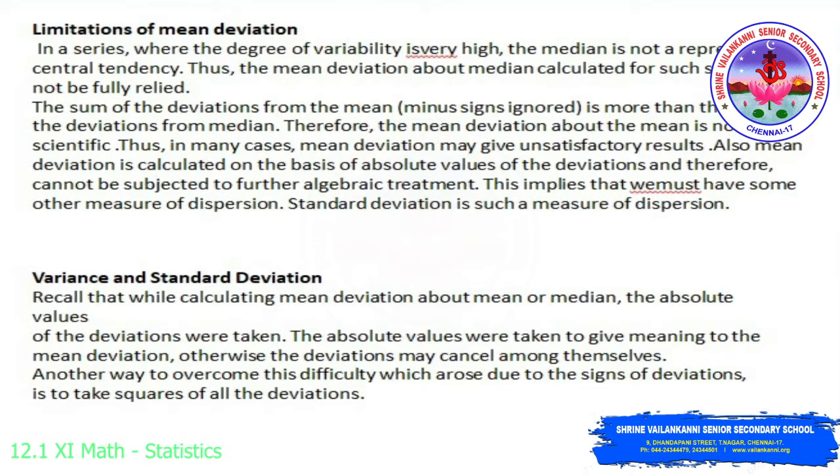Recall that while calculating mean deviation about mean or median, the absolute values of the deviations were taken, that is modulus of xi minus x bar. The absolute values were taken to give meaning to the mean deviation, otherwise the deviations may cancel among themselves. Another way to overcome this difficulty, which arose due to the sign of deviations, is to take the square of all the deviations.